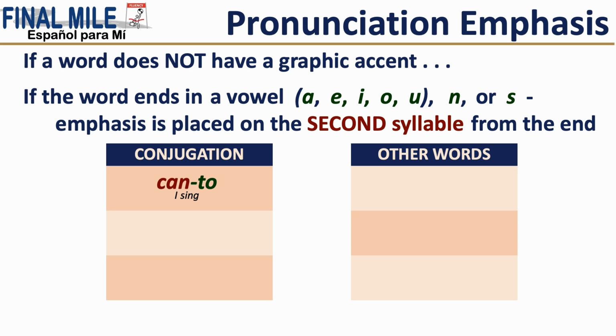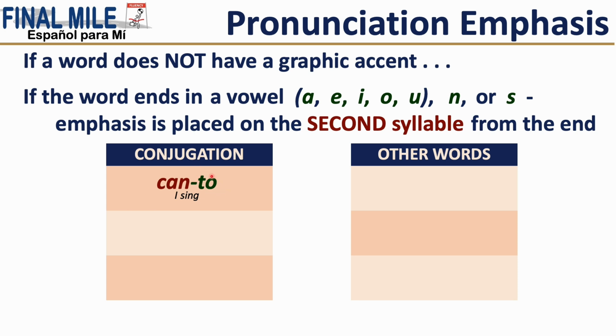Some of them have graphic accents, and so then it's easy. But if not, then we have this case. We need to learn this rule, okay? So we already know if we have a graphic accent, where to go. If we don't, this is what we need to memorize right here. We're going to have to ask ourselves, does the word end in a vowel, as is the case here, or N or S? And if it does, then it ends on the second syllable from the end.